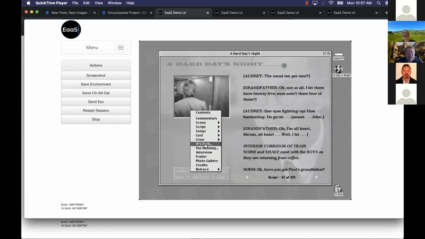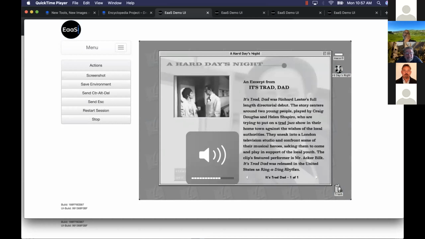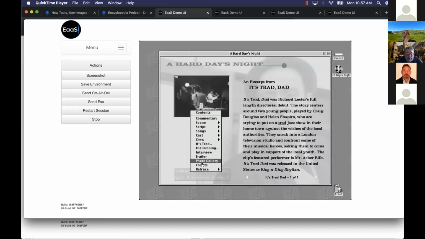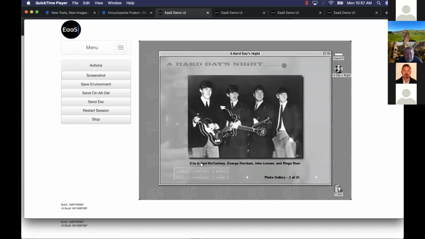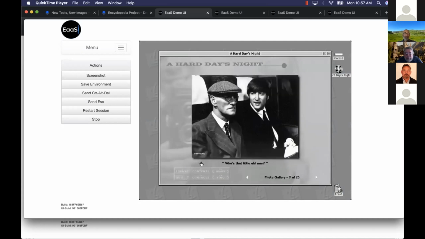There's also a supplementary section with things like this early film by the director, Richard Lester. And at the end, there was a photo gallery. You could page through these. So this was the way we presented a film circa, on a CD-ROM anyway, digitally, in 1991.